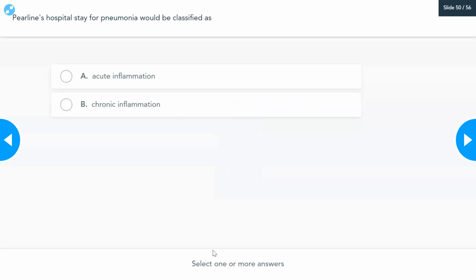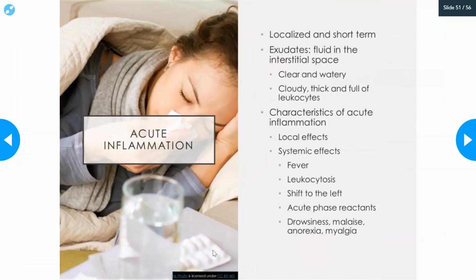All right, Perline's hospital stay for pneumonia would be classified as acute or chronic inflammation. Which do you think? So acute inflammation, which is what Perline has, is localized and short term. You usually see exudates, which are fluid in the interstitial space. So you have some edema, some swelling. The exudate is clear and watery if there's no infection, and cloudy, thick, and full of leukocytes if there is an infection.